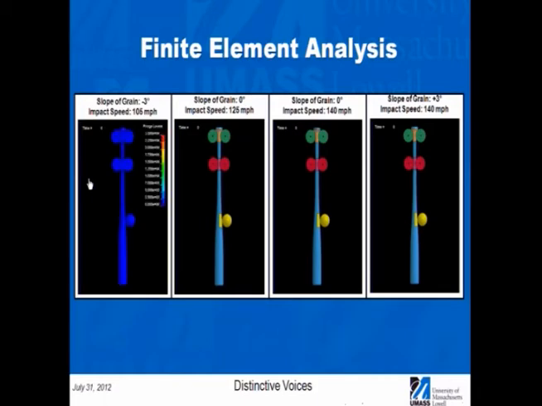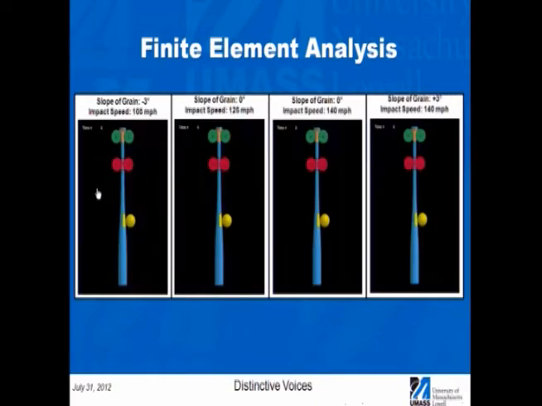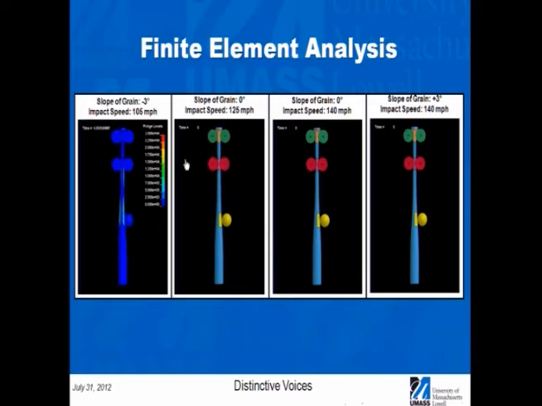So with a model, we can look at this more specifically. And we were able to find that the -3 degree slope of grain actually broke at 105 mile per hour impact. And you can see how that right there is where the sliver of failure is. One thing to note here, the failure is taking place in this direction. That's following that slope of grain. As we go to the 0 degree slope of grain, it doesn't break at 125 miles per hour.